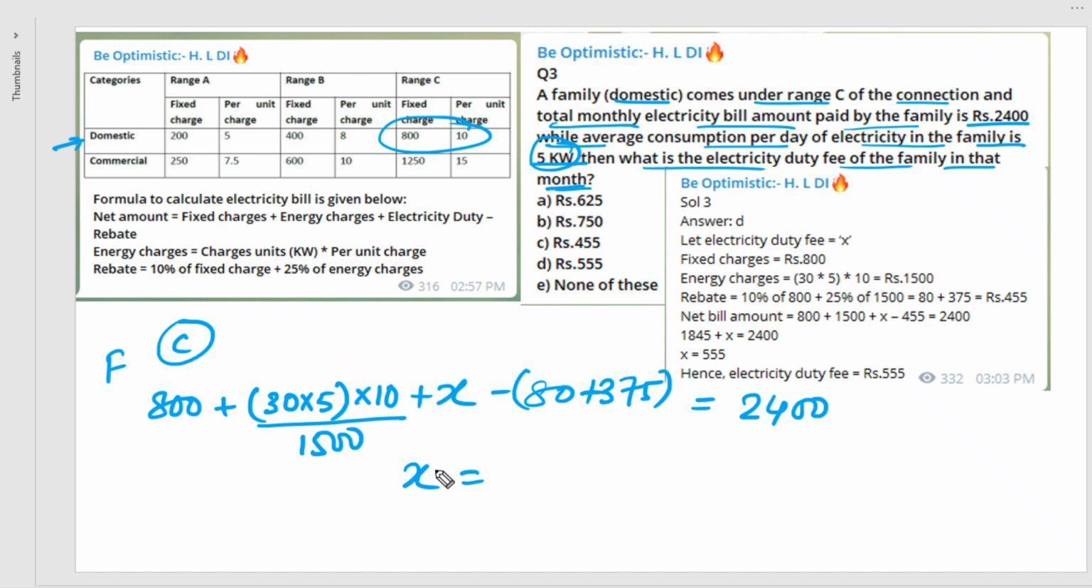So this is very easy, right? If you can understand the whole DI, you can easily solve the questions, and easily you can grab the 5 marks. So first of all, you have to understand the DI. Okay, so you can get the X is 555. So this is the electricity duty. So option D is here. Fine. Now let's move to question number 4.